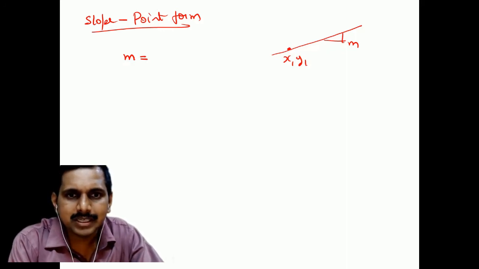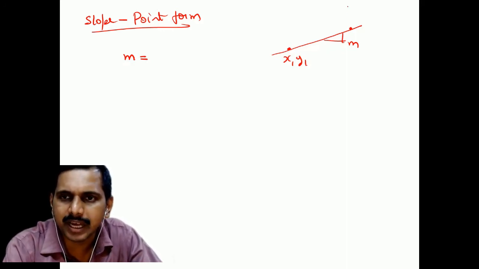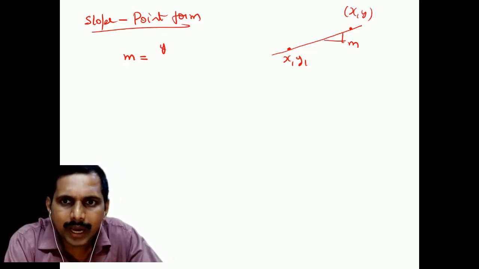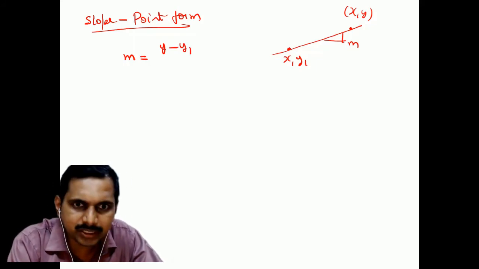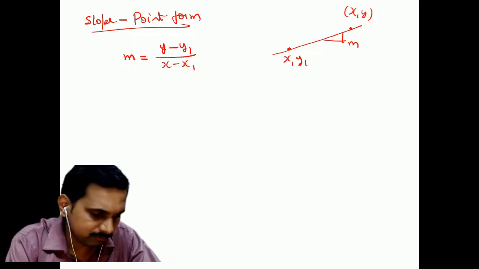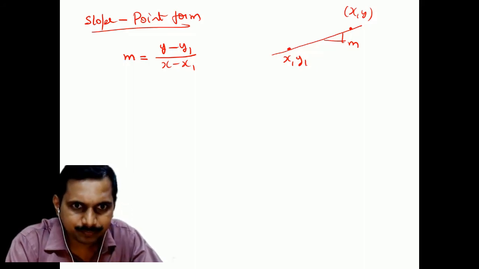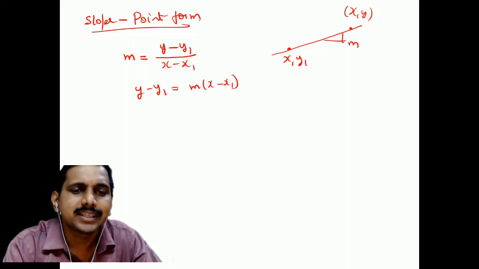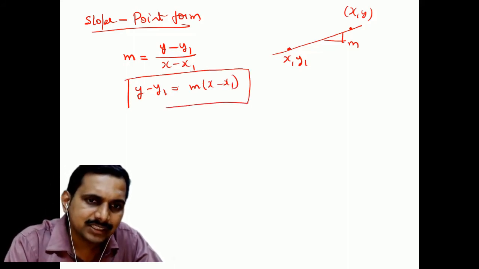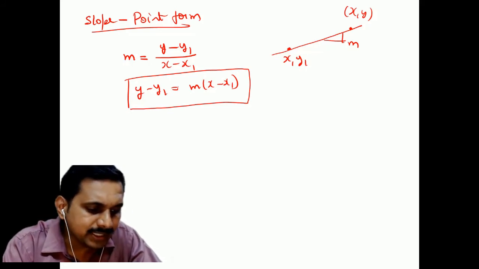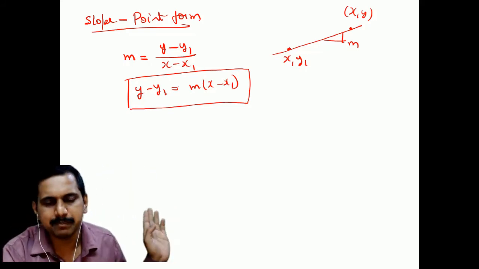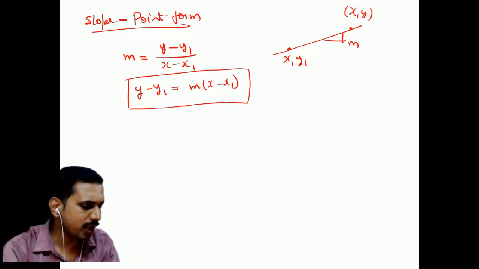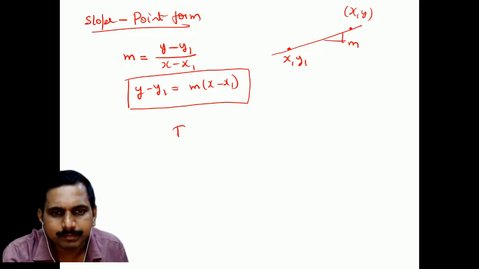Take any point on the line as x comma y, correct? Then slope is y minus y1 divided by x minus x1, correct? So I can write this as y minus y1 is equal to m into x minus x1. This is the equation. Done. This is the slope and point form. Very, very simple. Nothing difficult. Basics are very easy. Any doubts here, students? No doubts. Then 2-point form.